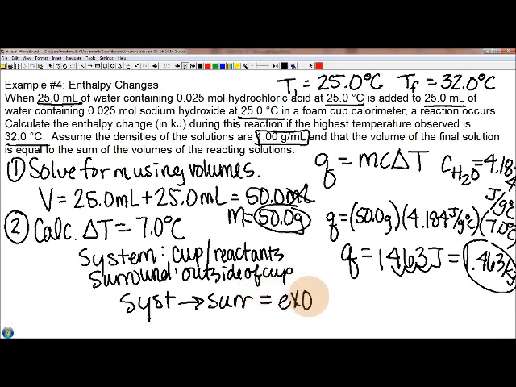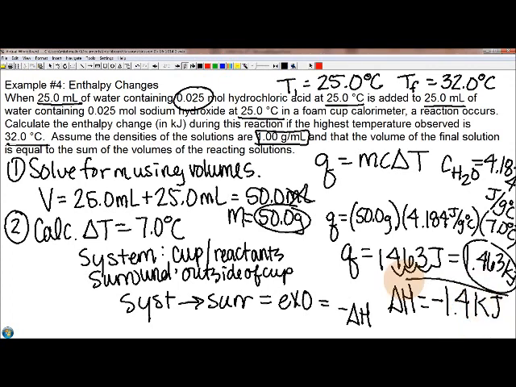And if something's exothermic, then we are going to have a negative change in enthalpy. So with a negative enthalpy, that means that we're going to have the same number that we solved for, but we are going to have a negative number for it. So instead of 1.463, we're going to have negative. And let's round to sig figs, and in this problem, there's 2 sig figs because of our moles, so our answer will be negative 1.4 kilojoules for our final answer.